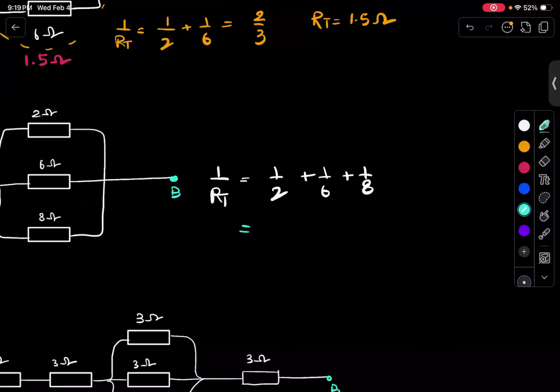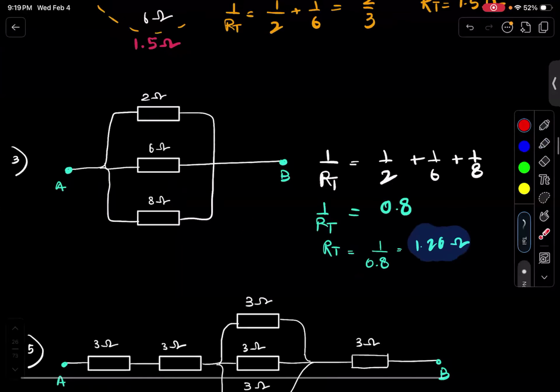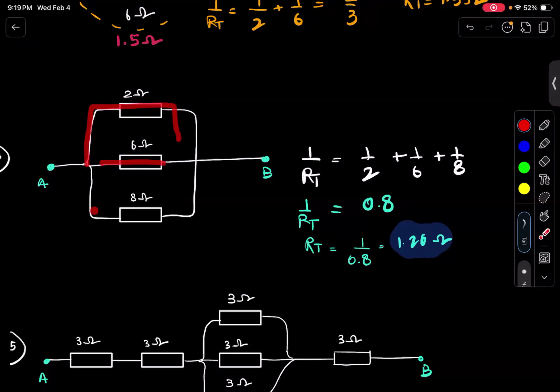So let's check what that is. 1 over 2 plus 1 over 6 plus 1 over 8. We're doing basic calculation even in A levels. That's 0.79 or 0.8, right? But that's 1 over RT. I want RT, so RT is going to be equal to 1 over 0.8, which is 1.26. So now check this out, by the way. The total resistance of this combined 2 ohm, 6 ohm, and 8 ohm is 1.26.